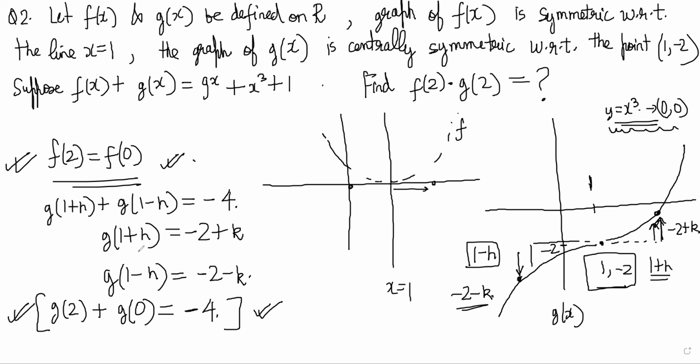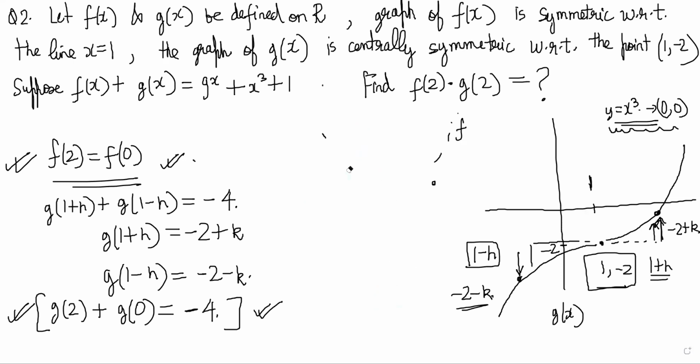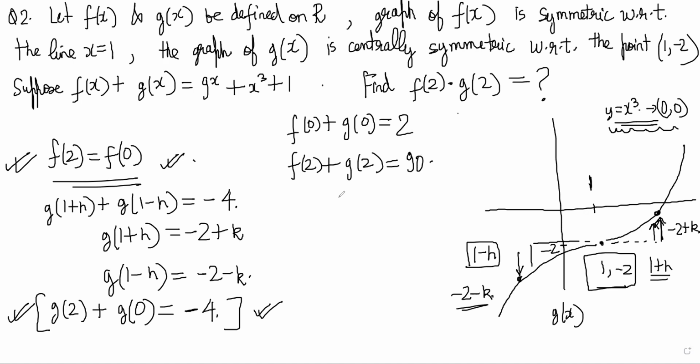So once we have this information, we'll be easily able to solve the question because they have given us f of x plus g of x. So I will just use that here. From there, we can say that f of 0 plus g of 0 is equal to, when you put 0 here, you get 2, and f of 2 plus g of 2 is equal to 9 square, 81, plus 8 plus 1, so 90, right? Okay. Now we also have these two conditions.